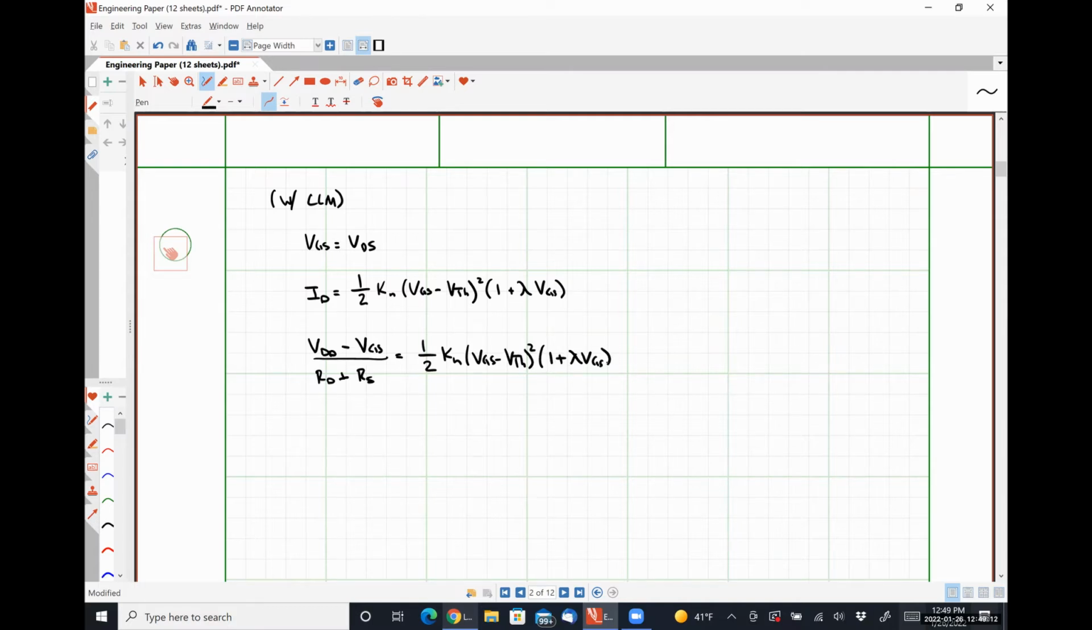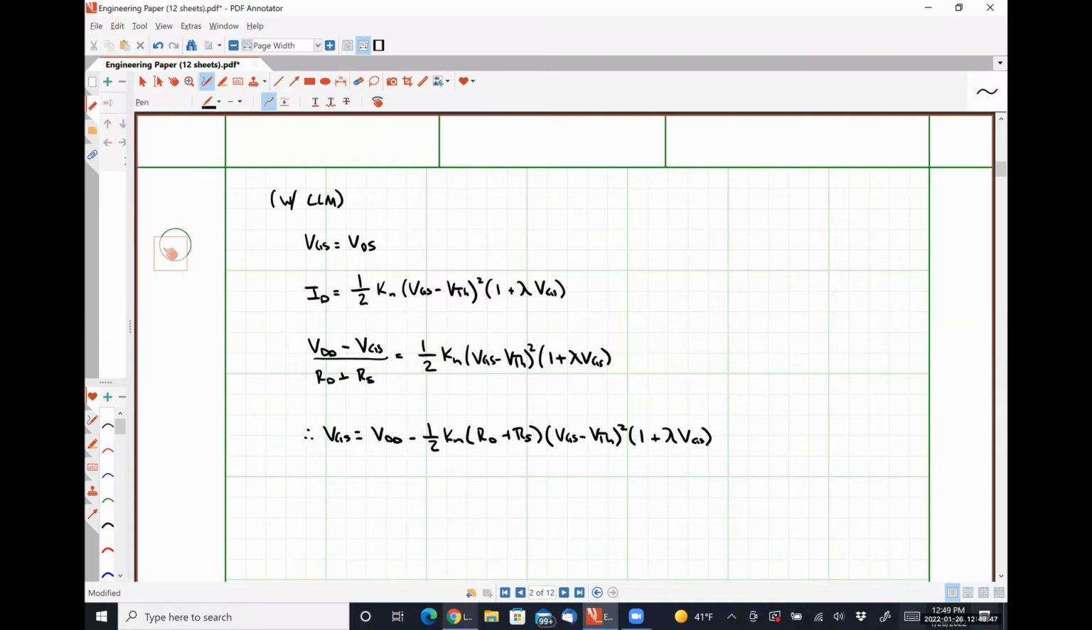And we can rearrange this and find that VGS will be equal to VDD minus 1/2 Kn times RD plus RS times VGS minus VTH squared times 1 plus lambda VGS. That's the equation that we use to solve this.